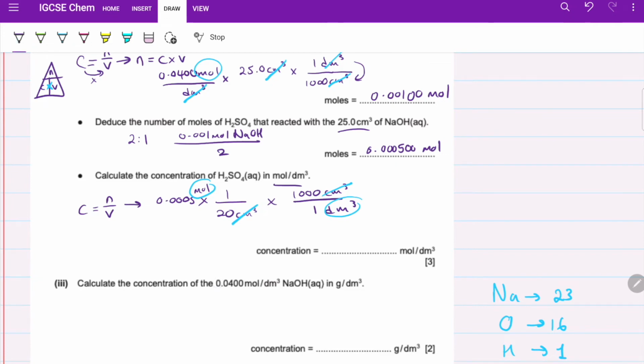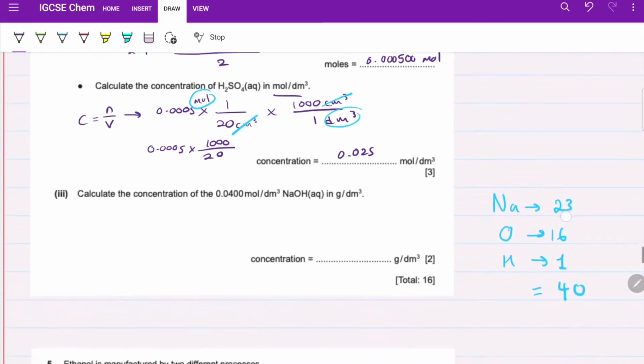We can clean it up for sure. It can be 0.0005 times 1,000 over 20, which will give us 0.025 moles per decimeter cubed.